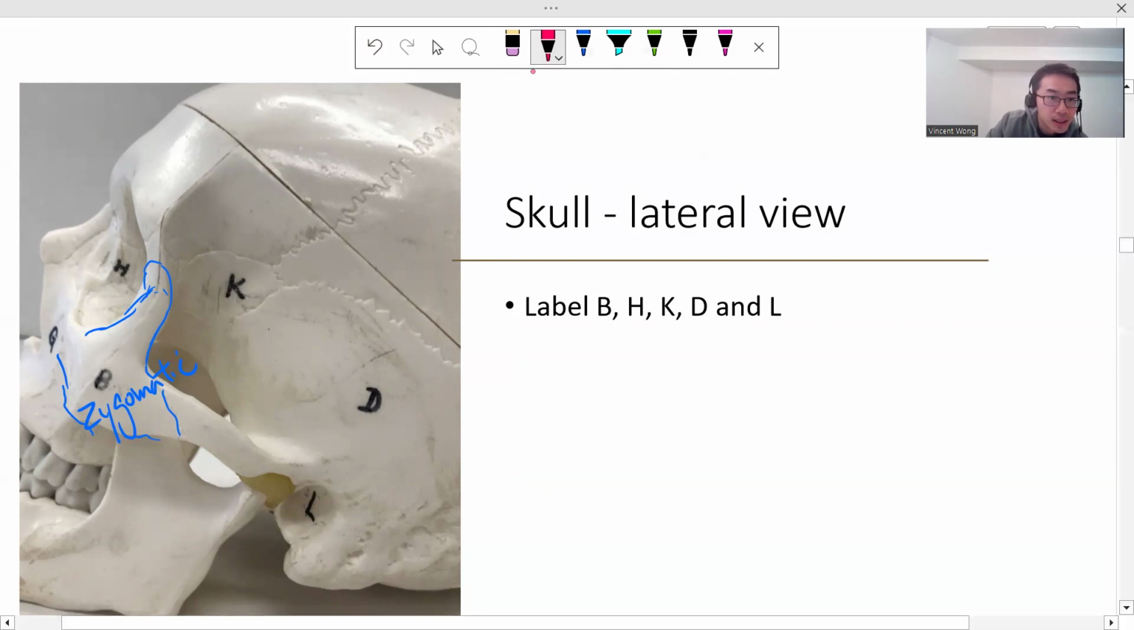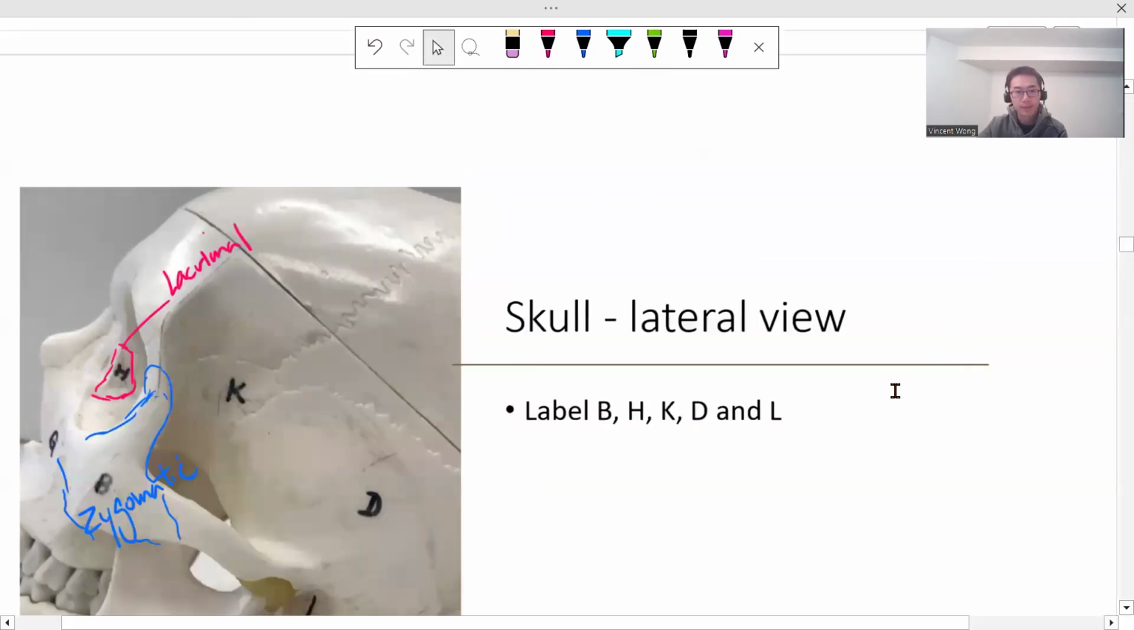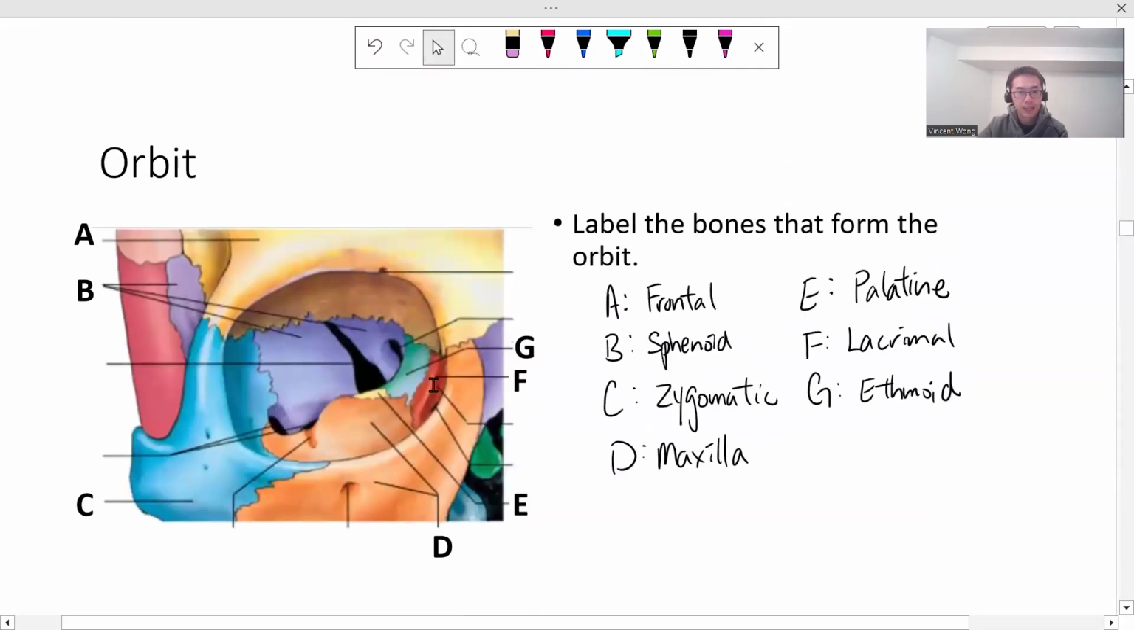H. Maxilla. Not quite. Good try though. That's the lacrymal. Okay, lacrymal. It's like right here. Like F, right? So if you're just kind of pinching on the eye socket right there, lacrymal bone at the front.